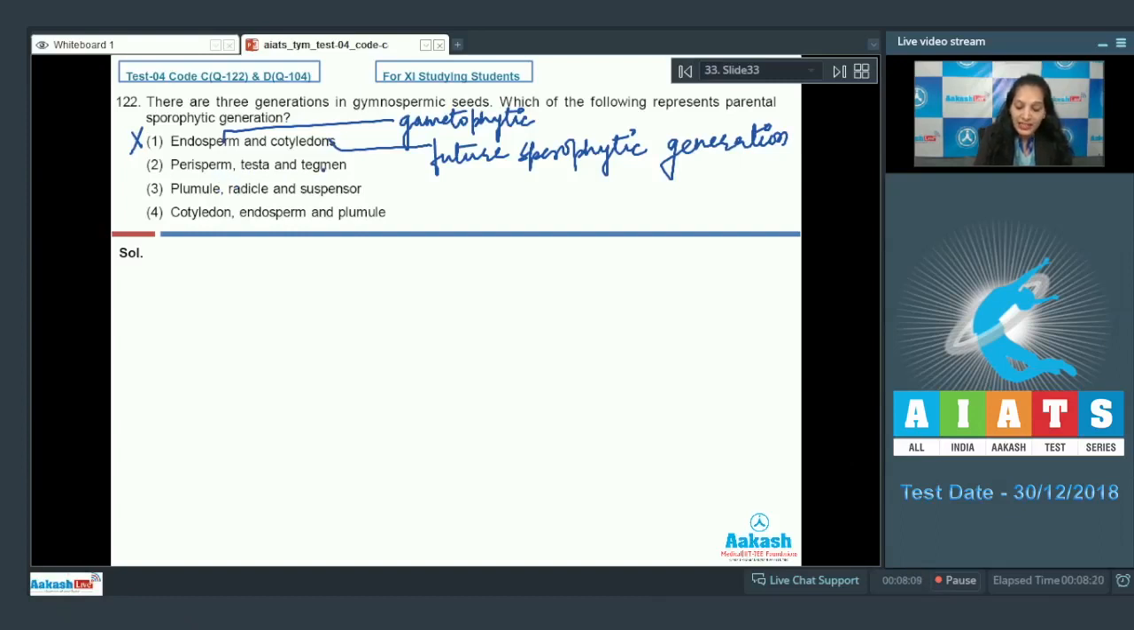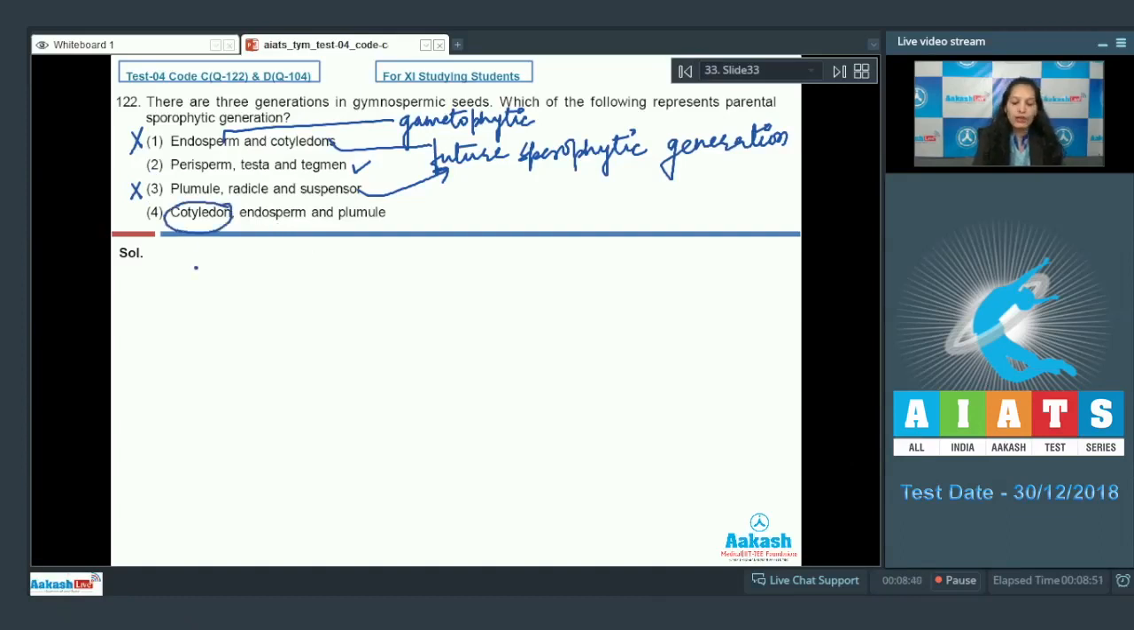Perisperm, testa and tegmen, these all structures represent the parental sporophytic generation, as perisperm is the persistent nucellus which is from parental sporophyte, and testa and tegmen are the seed coats which are formed from the parental sporophytic tissues. So this option is correct. Third, plumule, radicle and suspensor. Plumule, radicle and suspensor all represent the future sporophytic generation. So this option is also ruled out.